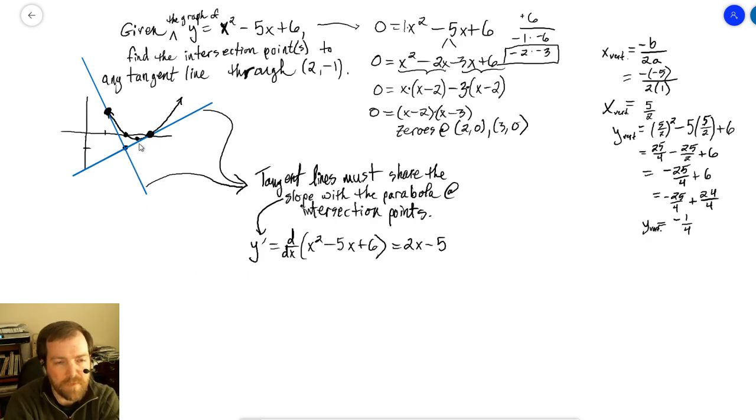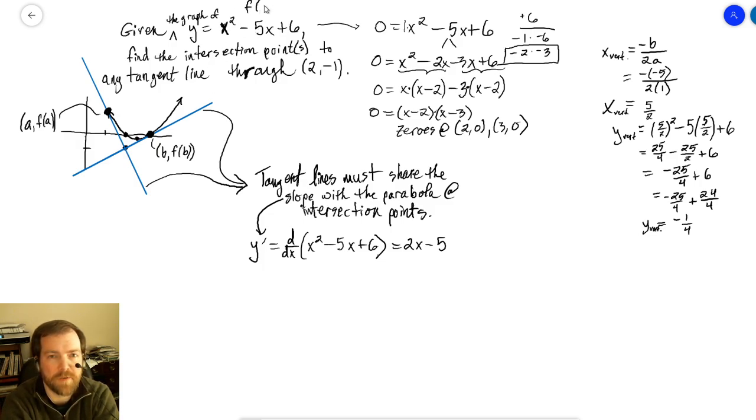Okay, so where are these individual points? Well, technically we don't know, so we just label them. This one here we'll label as A, A comma f at A. And this one we'll call B comma f at B. Because this was totally f of x up here. We'll just pretend it's fine. Okay, so we got this.